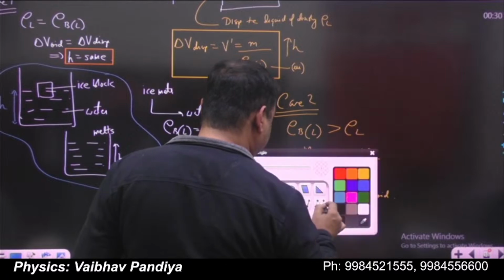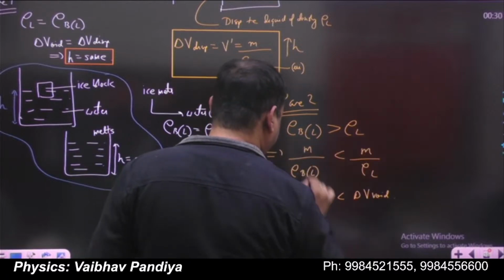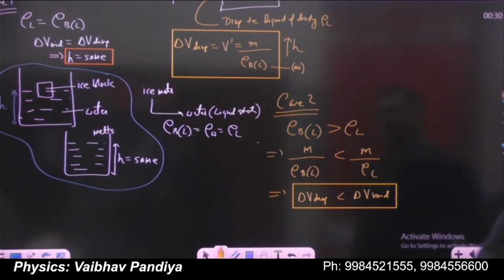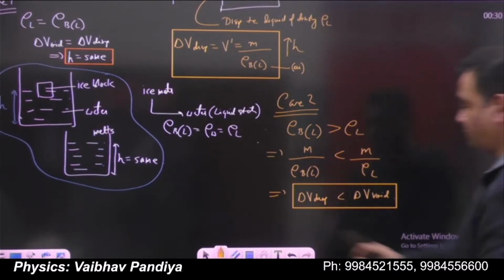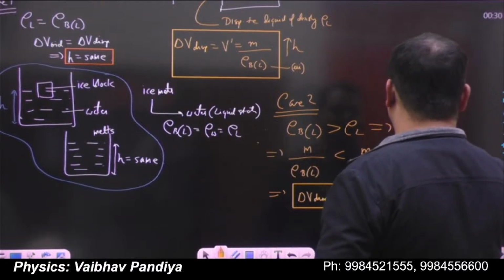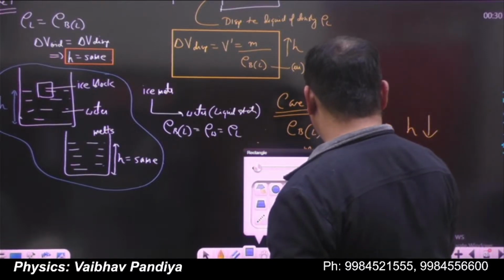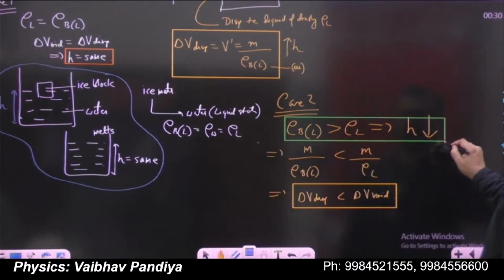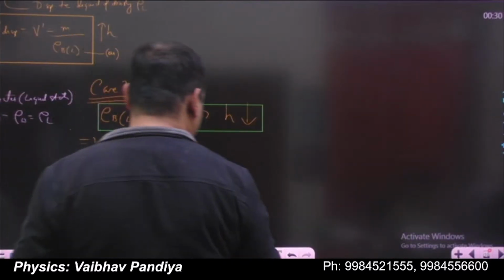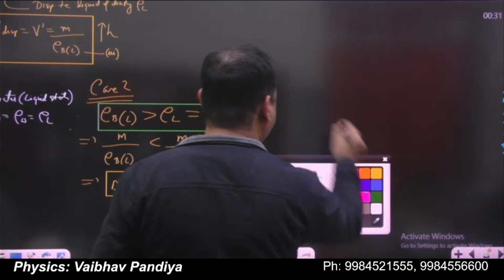So what will happen? Surely you can say nothing new, no rocket science. Simply you can say this volume was responsible for increasing the height and this is responsible for decreasing the height and this is dominating. So in this case, the height will decrease. Correct? In this case, the height will decrease. Second case.